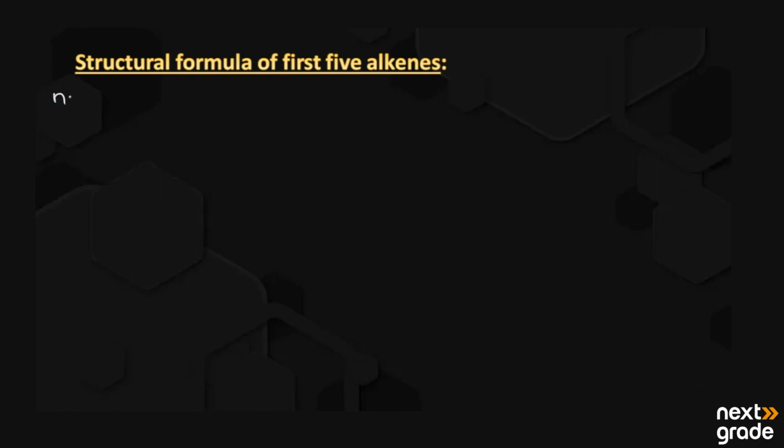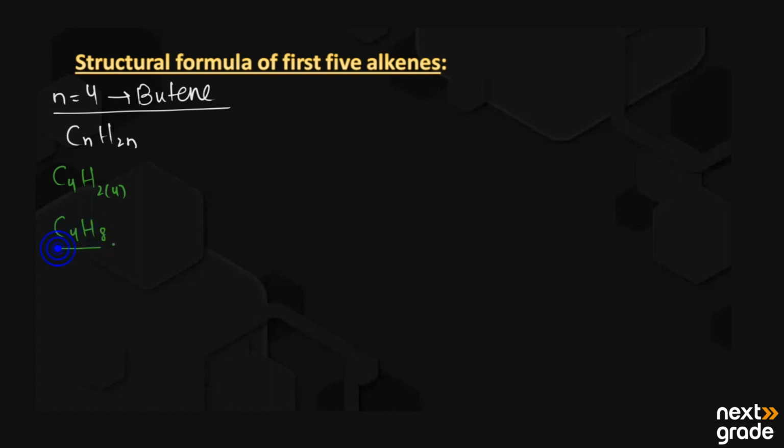So when N is equal to 4, we have butene, and for butene, by applying the formula CnH2n, we just get C4H2 into 4. We have C4H8. So this is the simple formula or molecular formula for the alkene, that is butene. Next we have its condensed structure formula. We have 4 carbon, 1, 2, 3, and 4.